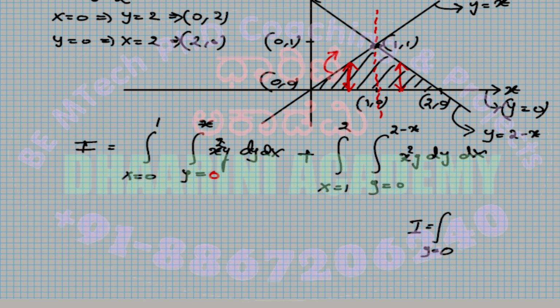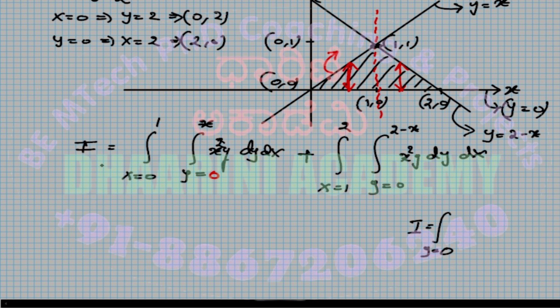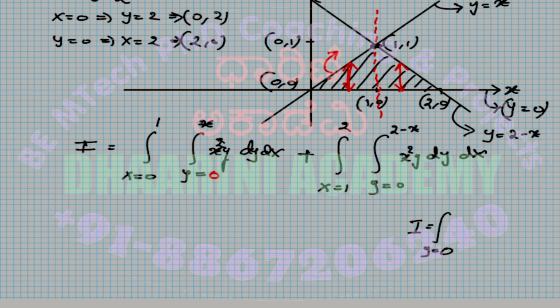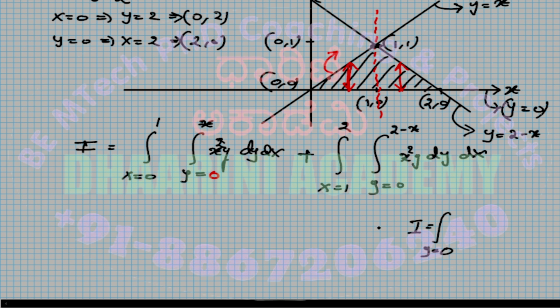For y. Now, already we have written for x, right? X being constant, you can see 0 to 1 and 1 to 2. Now I want the other way, okay? For y. Please take it. You just have to think of the shaded region. What is the minimum value of y you can see over there, and what is the highest value you can see over there? 0 to 1, perfect.